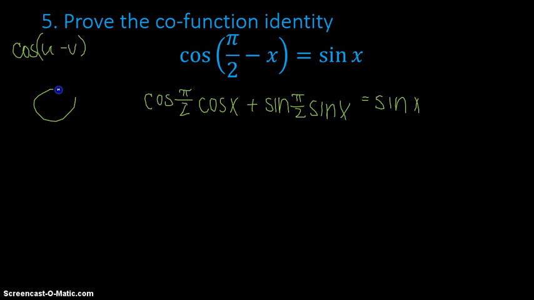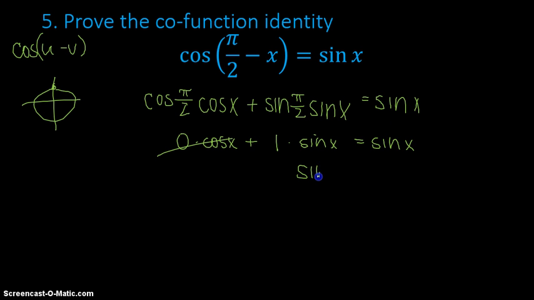Cosine of pi over 2, so if you need to think about your unit circle, that'd be up here. So cosine is 0, so I have 0 times cosine of x, plus sine of pi over 2 would be 1 times sine of x. 0 times cosine of x is just 0. 1 times sine of x is sine of x. So I have sine x equals sine x.